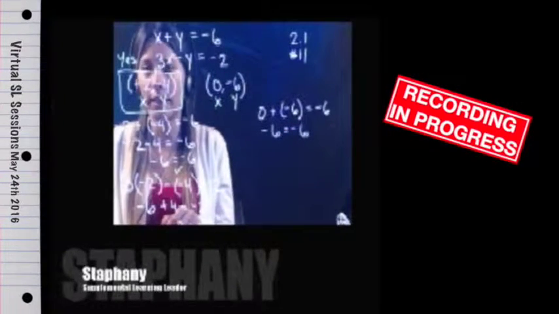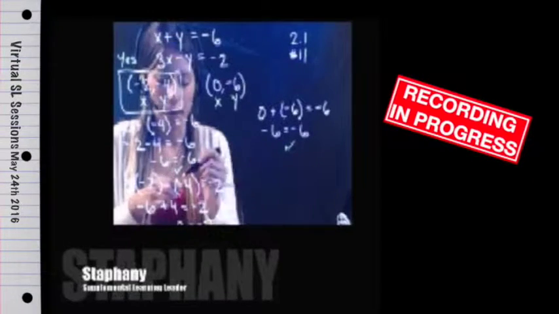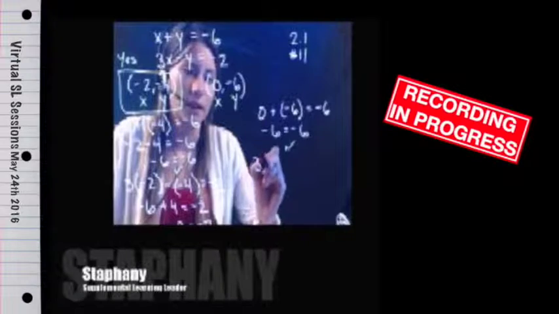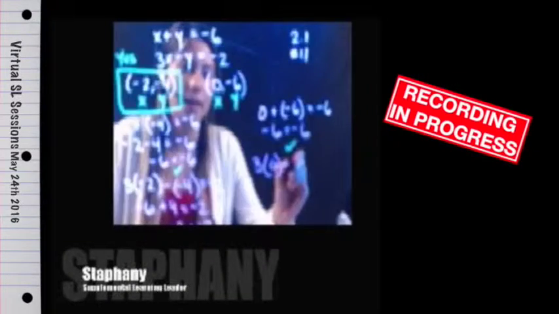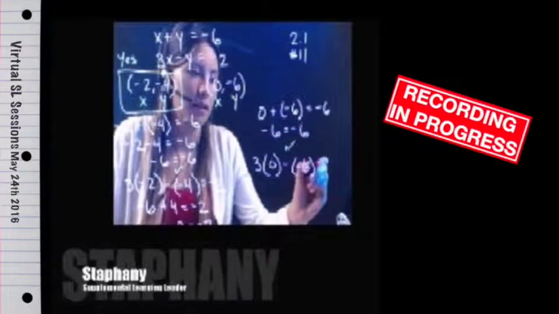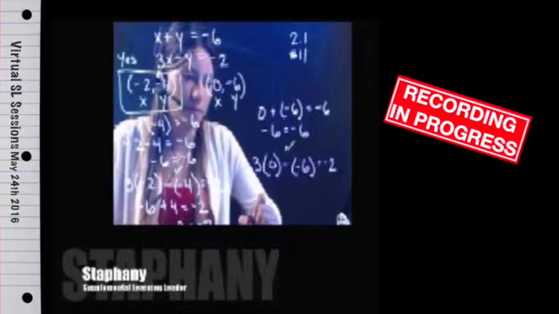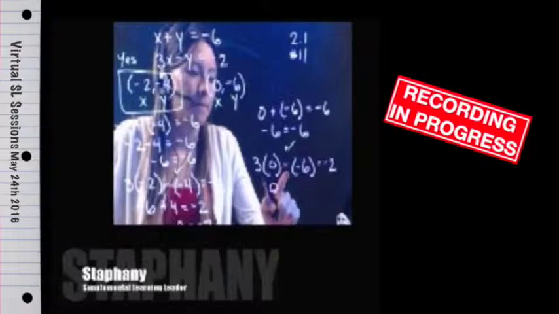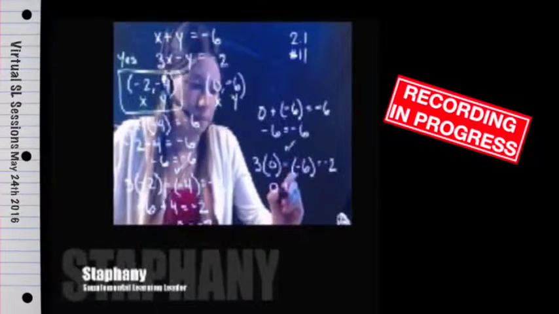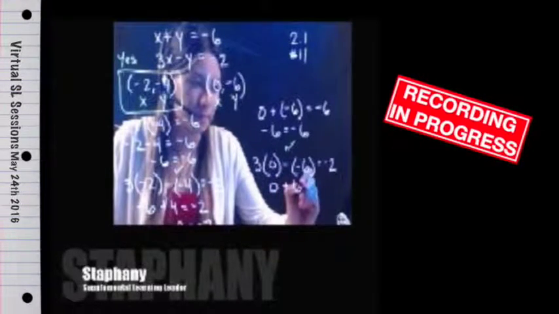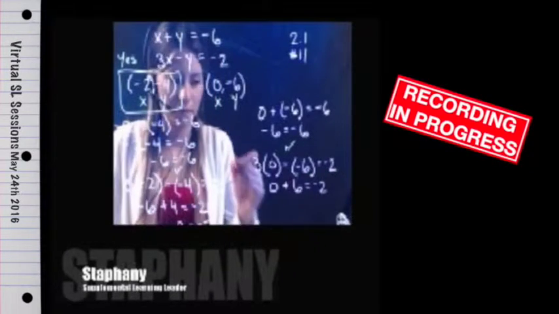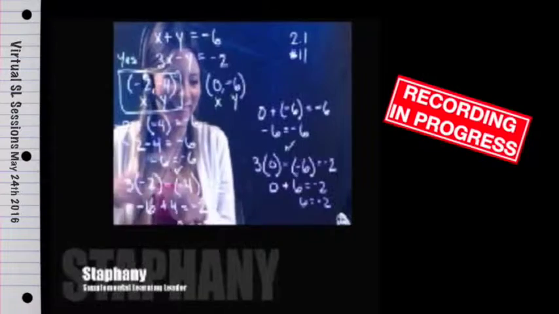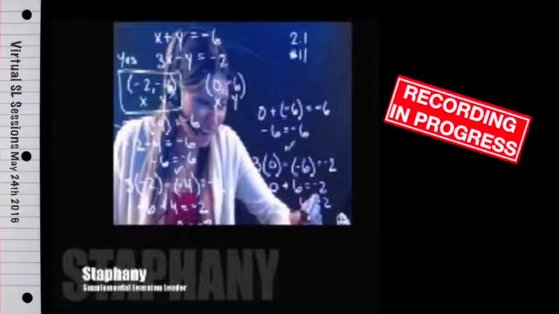And now when we're testing it with the second equation, still with the second ordered pair, so 3 times 0 minus -6 equals -2. And anything multiplied by 0 is always 0. Negative minus is a plus. Positive +6 equals -2. Is that true? Oh no, it doesn't equal. Yeah, no, this is not true.